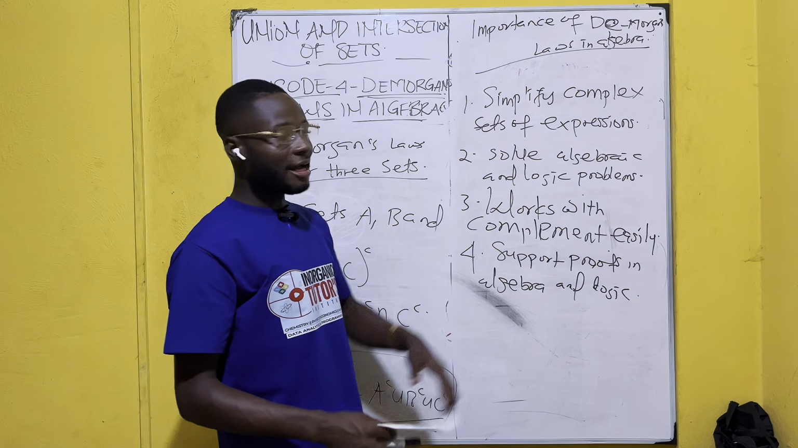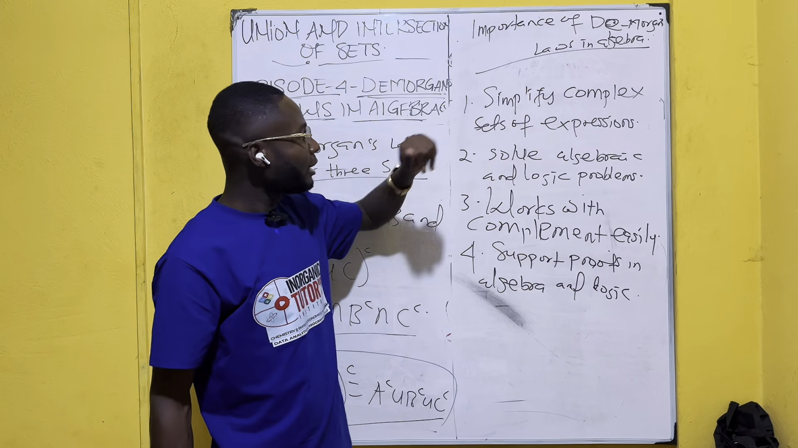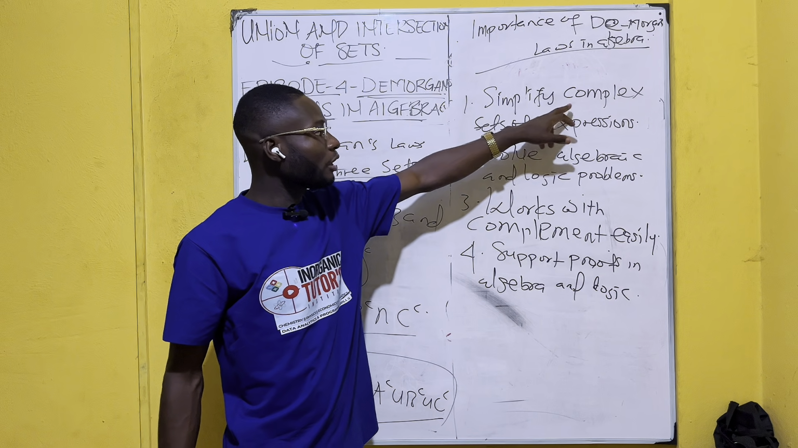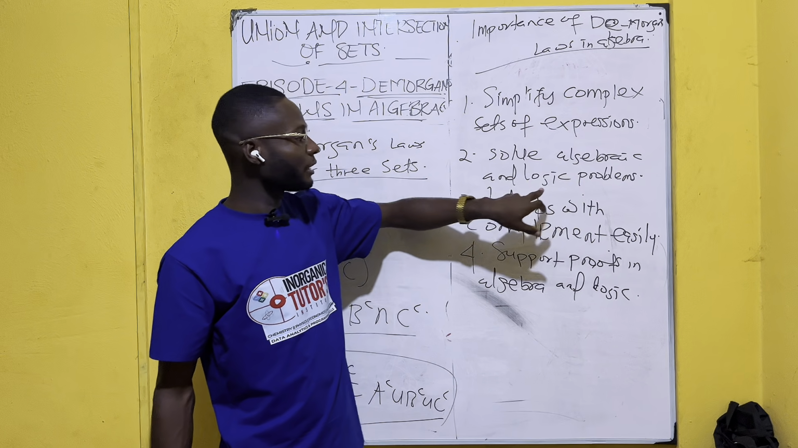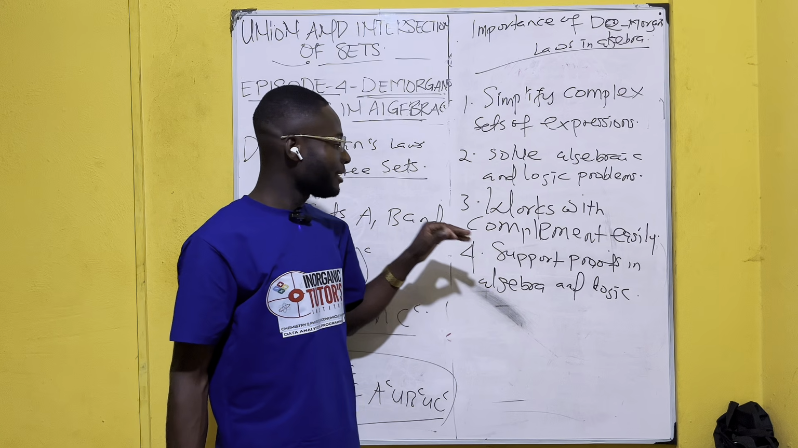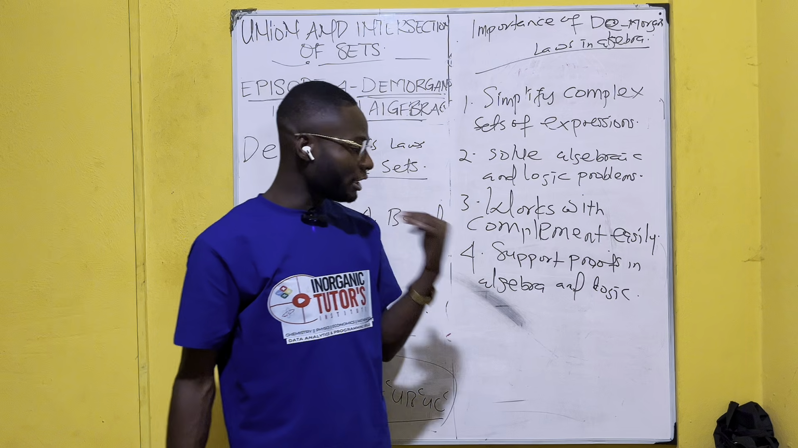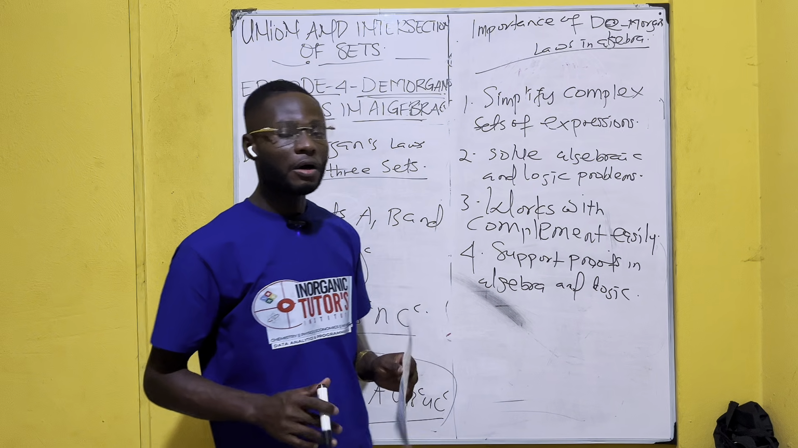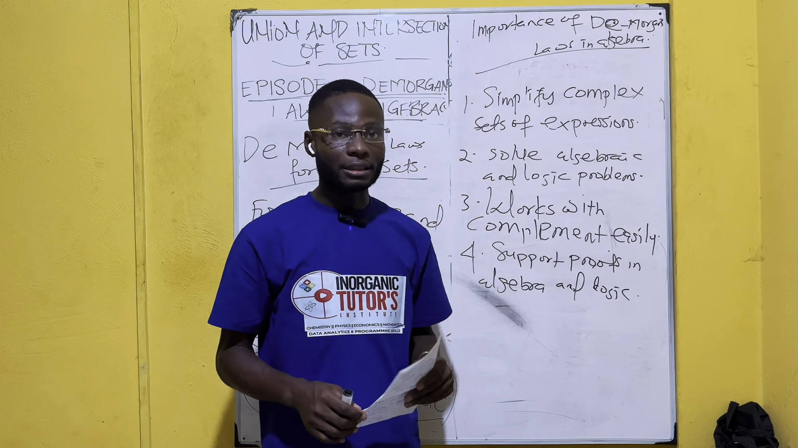So these are four main importance of De Morgan's law in algebra. First of all, it helps us to simplify complex set expressions. Two, it helps us to solve algebraic and logic problems. Three, it helps us to work with complements easily. Four, it helps us support proofs in algebra and logic. So these are four importance that I have for you in De Morgan's law.